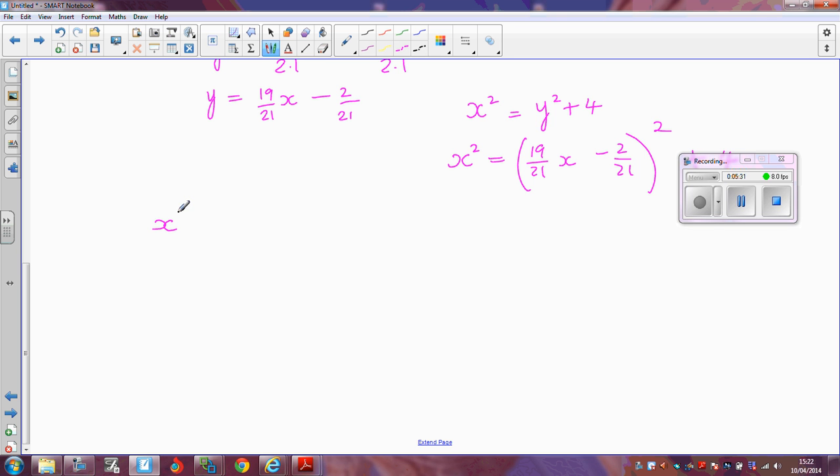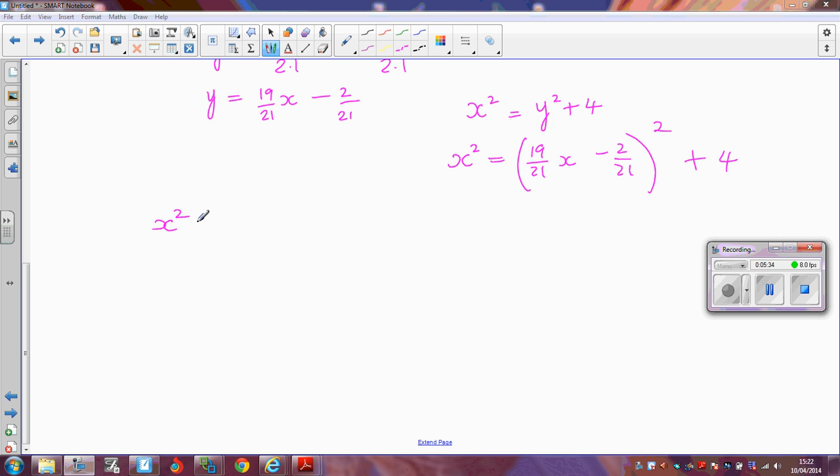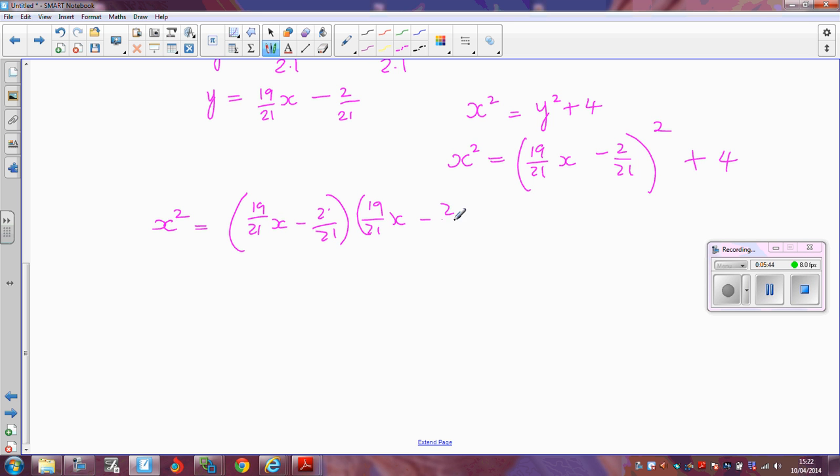Okay, so left-hand side is equal to x squared. Let's just move that. Okay, the right-hand side, I'm going to write it as 19 over 21x minus 2 over 21, and then another 19 over 21x minus 2 over 21, plus 4. Okay, let's remove the brackets. So x squared is equal to 19 over 21x times 19 over 21x. Now that's 361 over 441x squared. Then we've got minus 38 over 441x, so that's by doing this one times this one.